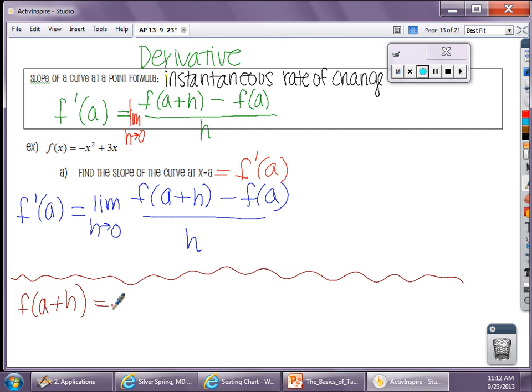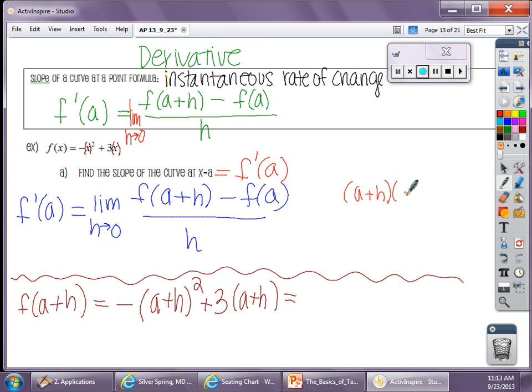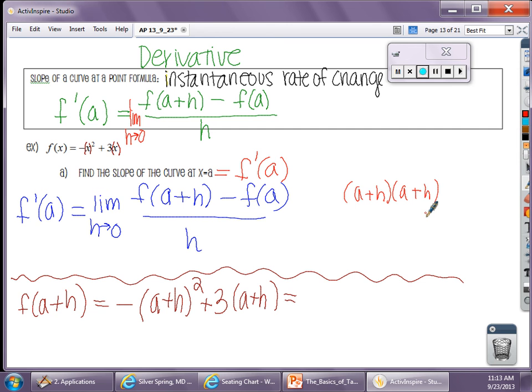So what do I do with all these nice little x's? Substitute in what? A plus h. Alright, negative parentheses a plus h squared plus 3 times a plus h. So I'll go across. Please get good at squaring that term. If you don't know how to, you're going to physically have to do this each time, every single time. You're going to write it out twice and you're going to multiply them every single time.